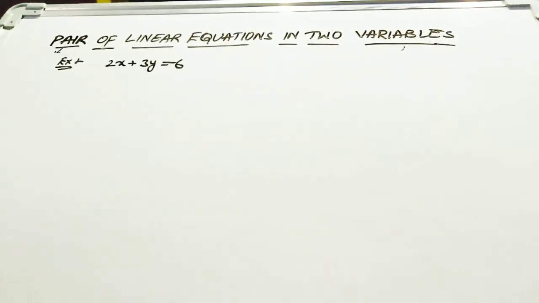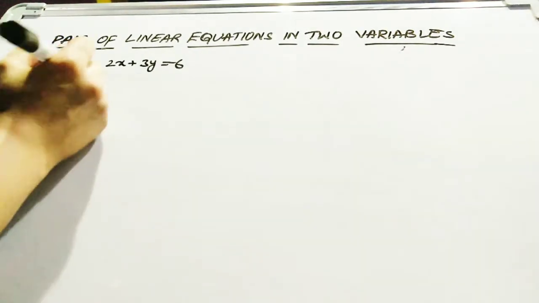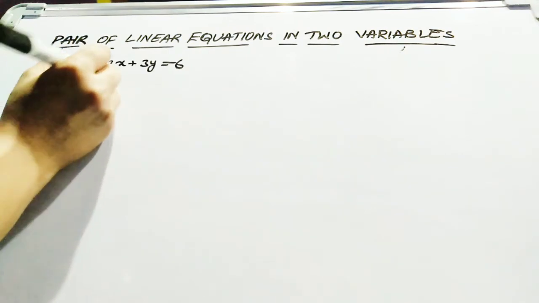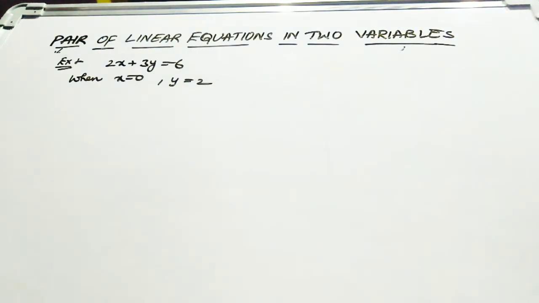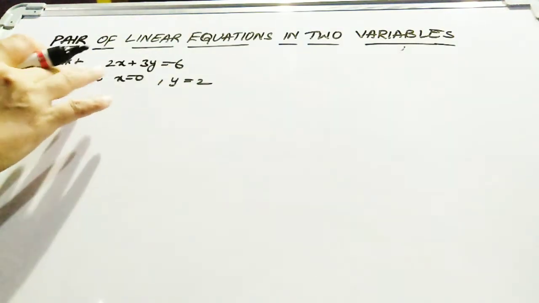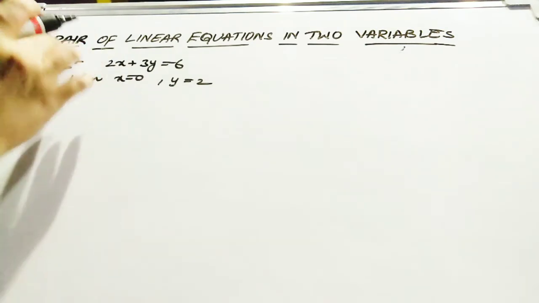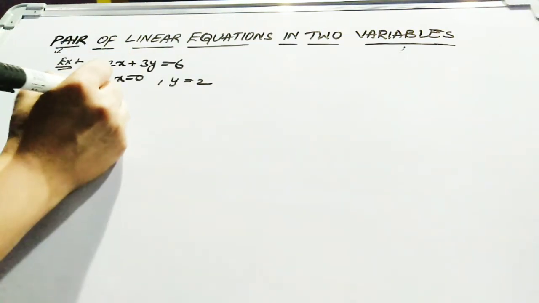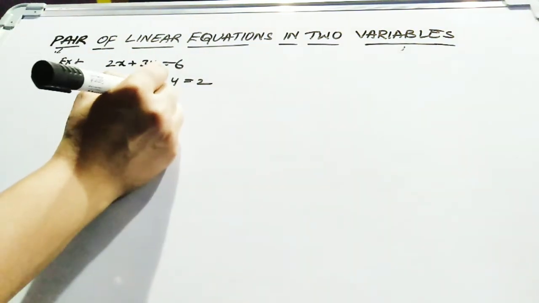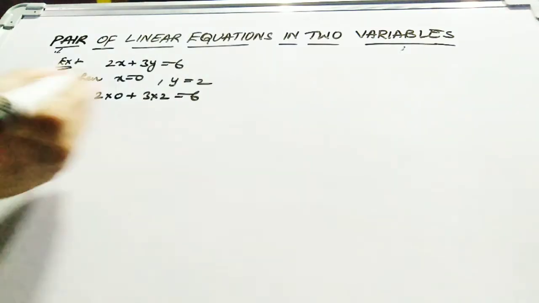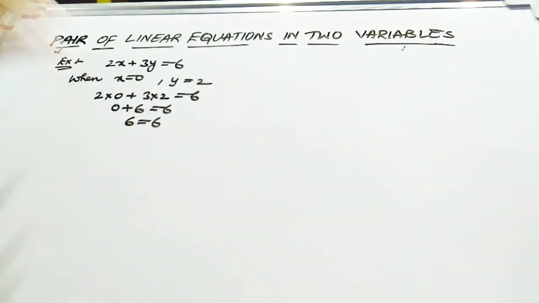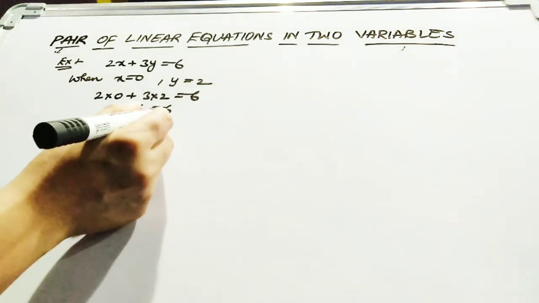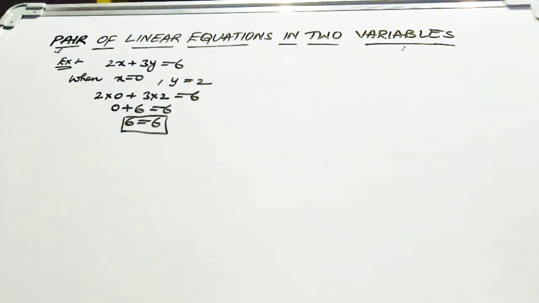Let's find a solution for an equation. Take x equal to 0 and y equal to 2. What will you get? Check whether the values of the variables satisfy your equation. Substitute: 2 into 0 plus 3 into 2 is equal to 6. 0 plus 6 is equal to 6. 6 is equal to 6. This solution is correct, because left hand side is equal to right hand side.